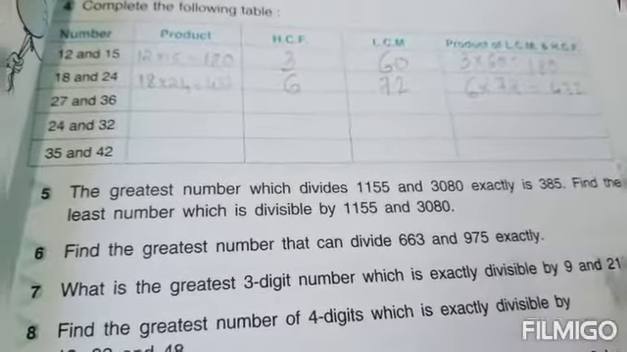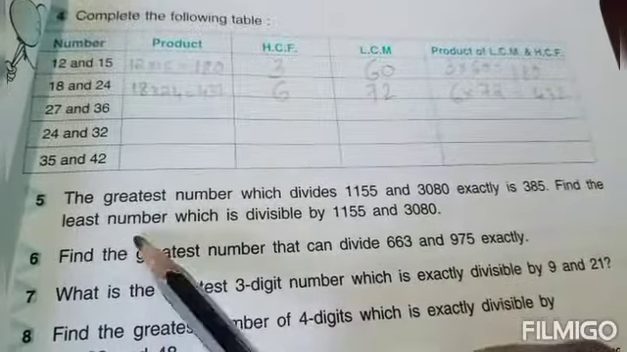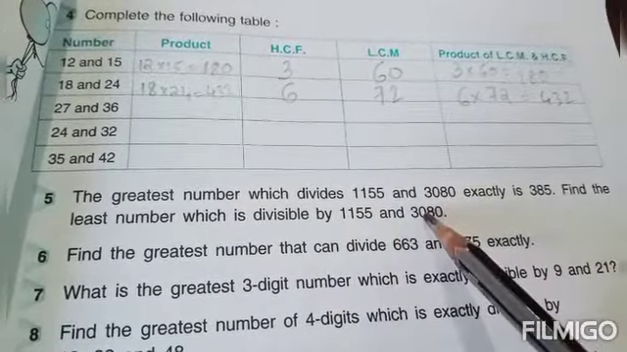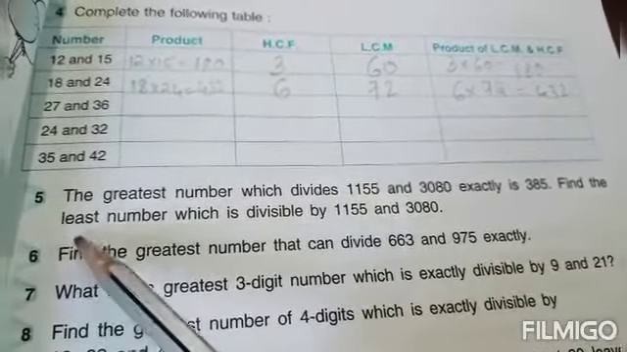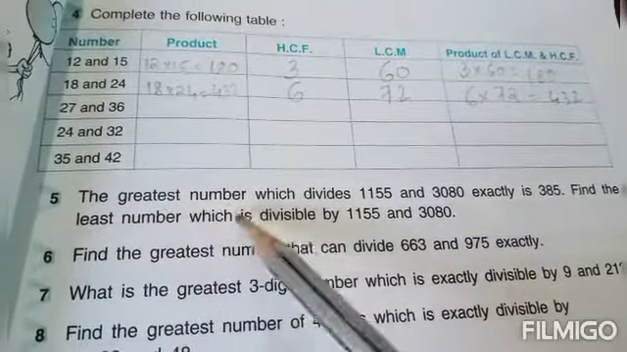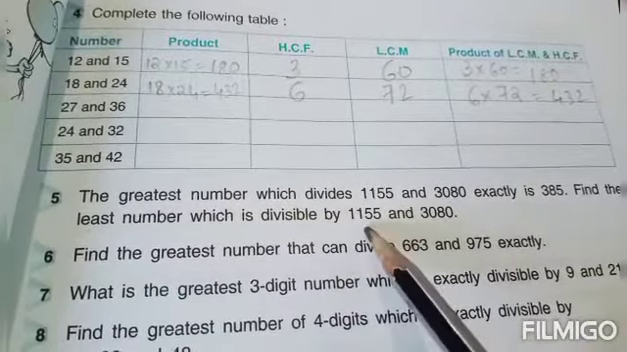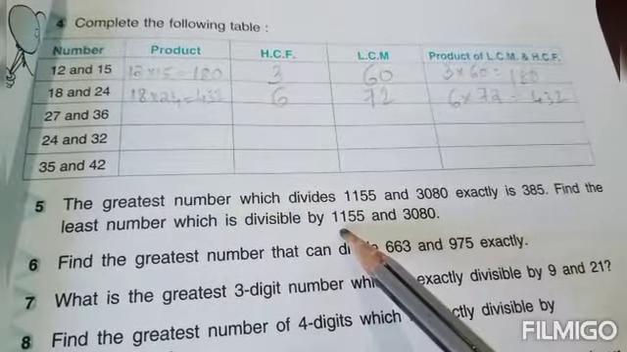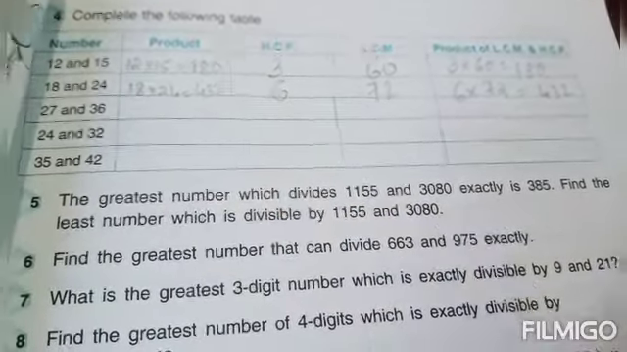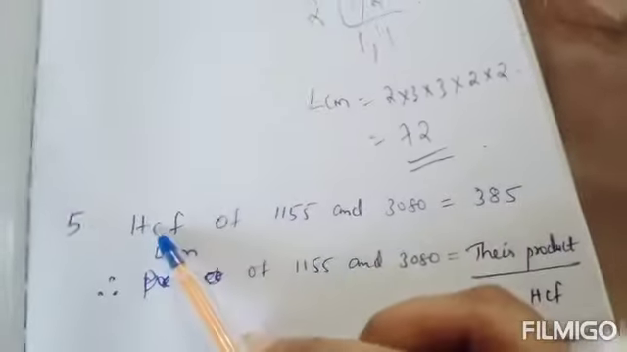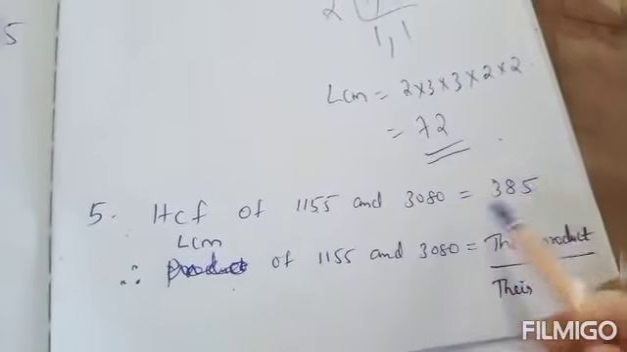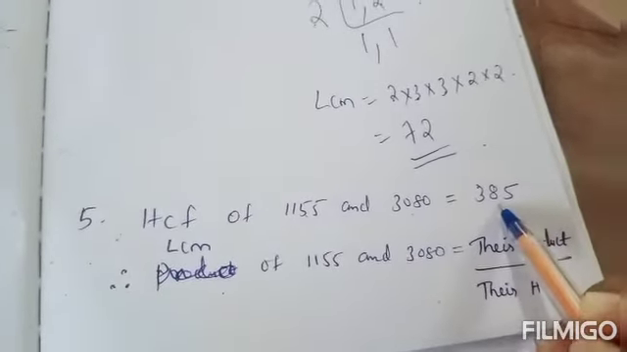Now what you need to find here? Find the least number which is divisible by 1155 and 3080. That is, you need to find the LCM. Least number which is divisible by 1155 and 3080 means LCM of 1155 and 3080. So you can write the steps like this. It is given HCF of 1155 and 3080 equal to 385. This is given.